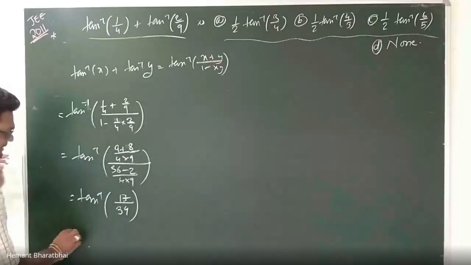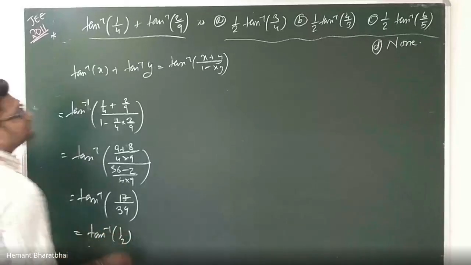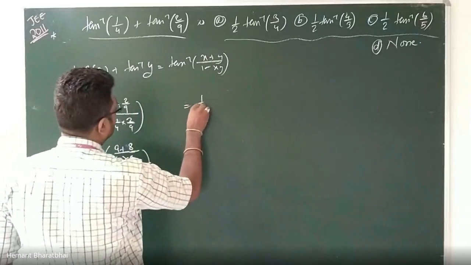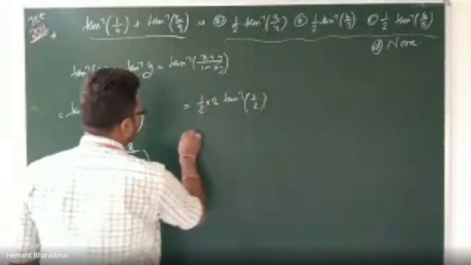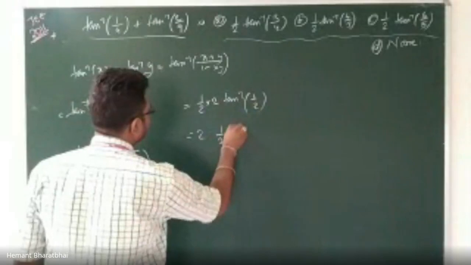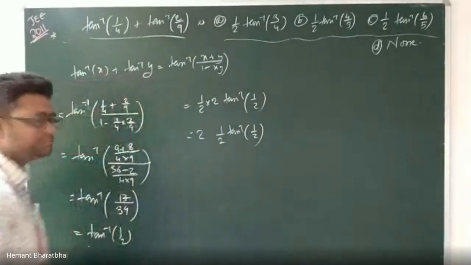This is nothing but 17 ones are 17, 17 twos are 34, so tan inverse of 1 by 2. Now he wants 1 by 2 over here, so that is what I will do. 1 by 2 into 2. I'm just doing adjustment: tan inverse of 1 by 2. This 2 I am taking outside. I am just writing it as 1 by 2 tan inverse of 1 by 2.